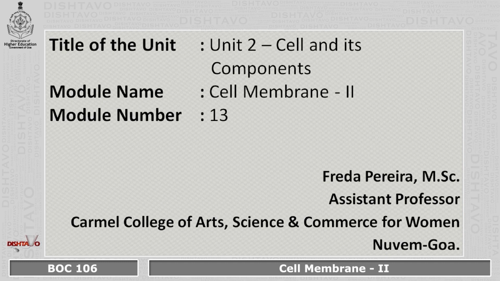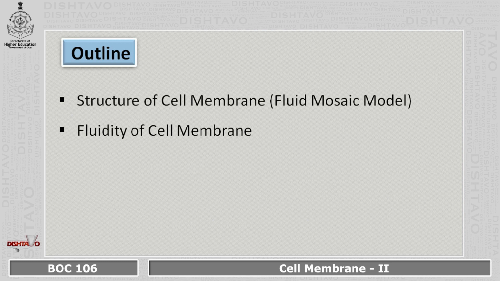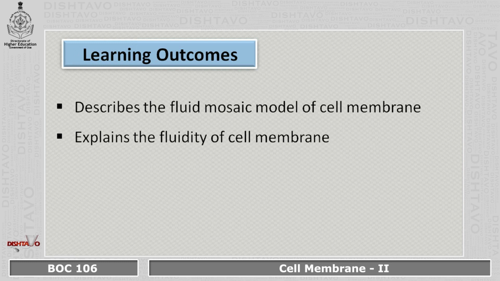Module name: Cell Membrane 2. Module number is 13. The outline of this module: the structure of the cell membrane, in which we'll be studying the fluid mosaic model, and next, the fluidity of the cell membrane. Learning outcomes: the student will be able to describe the fluid mosaic model of the cell membrane, and explain the fluidity of the cell membrane.